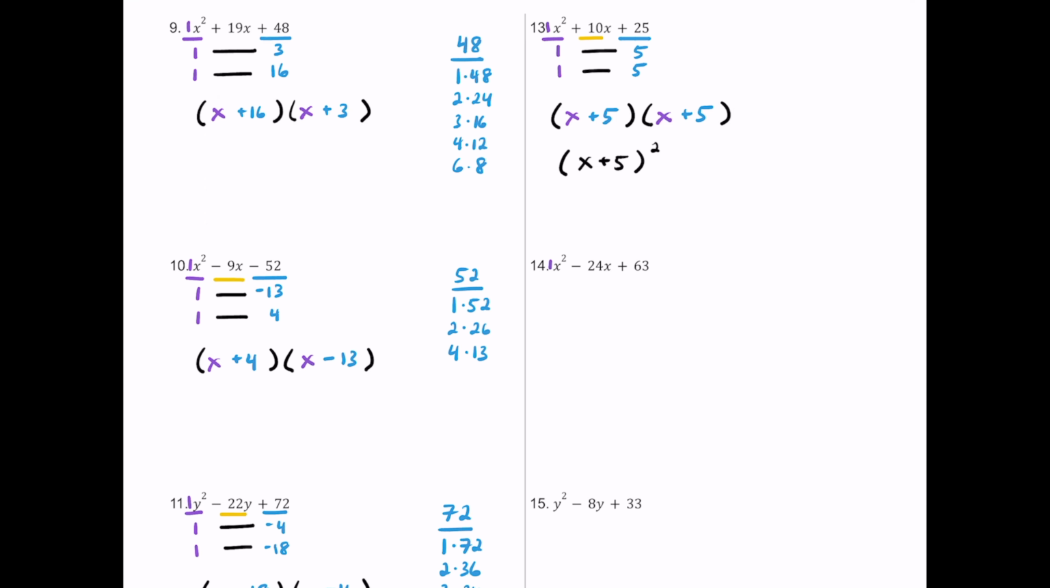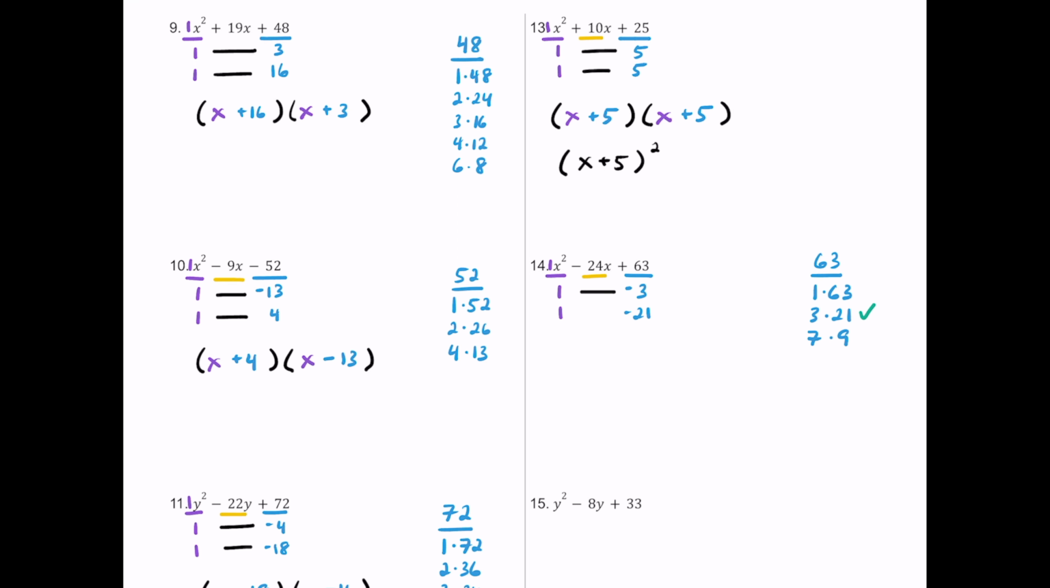For number 14, we have 1x squared, so put a 1 and a 1. Then looking for factors of 63, but we need 2 negative numbers because of this -24. So let's see, we have 63, I'm gonna write them out. 1 and 63, 3 times 21, 7 times 9. All right, those are all the factors. They have to both be negative, so they're gonna add. So I'm gonna go with this 3 and 21 because they add to get to 24. I'm just going to make them both negative, so -3 and -21.